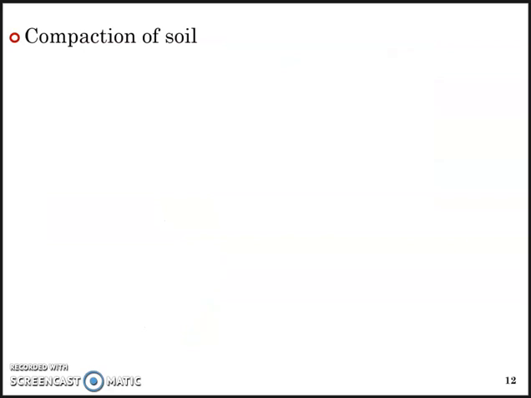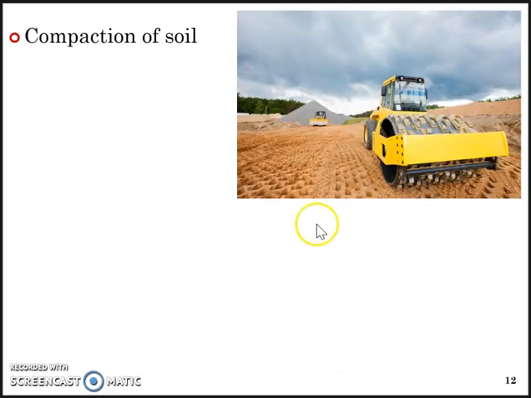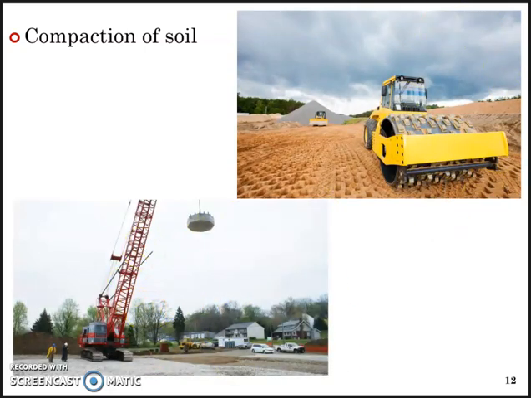Again, it's an engineering property which comes under compressibility. So when you compare compaction and consolidation, compaction is an artificial process in which you may have different rollers, or you may have different dynamic compactors like this, which you use to increase the density of the soil at the site. So once you increase the density of the soil, the engineering behavior of soil would be better.